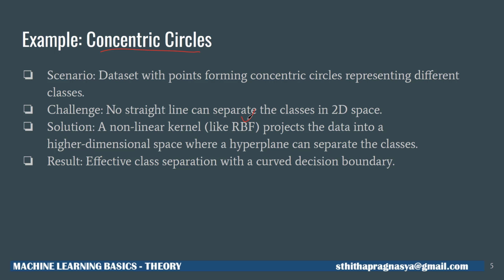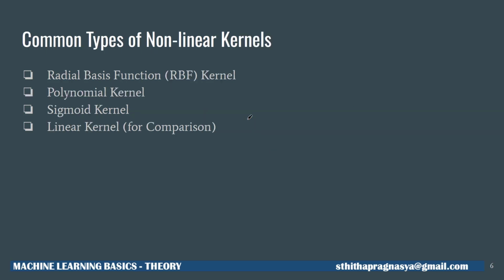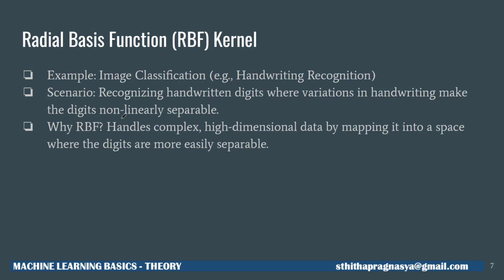And now let's look at the common types of non-linear kernels. So we have RBF, radial basis function, polynomial kernel, sigmoid. We might have heard about sigmoid in one of the algorithms, and then you have the linear kernel. This is just for the comparison here. So let's go and learn about when would you use which kernel.